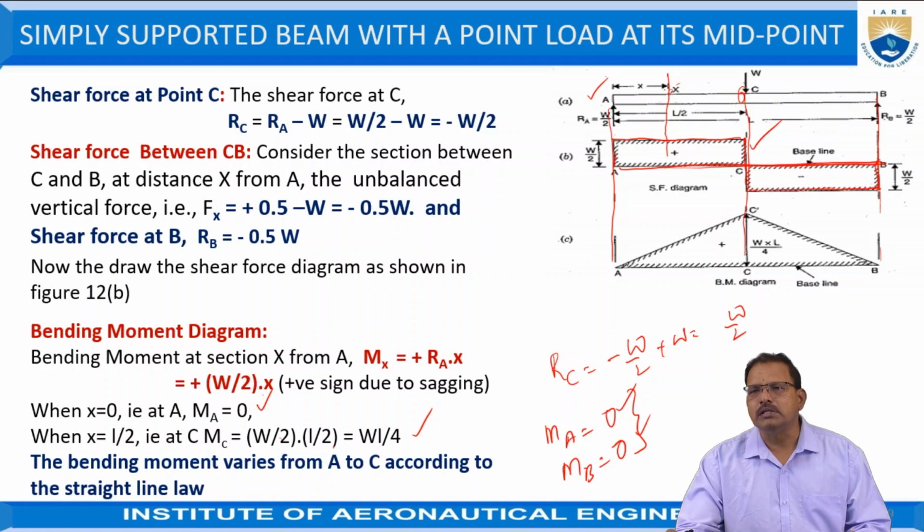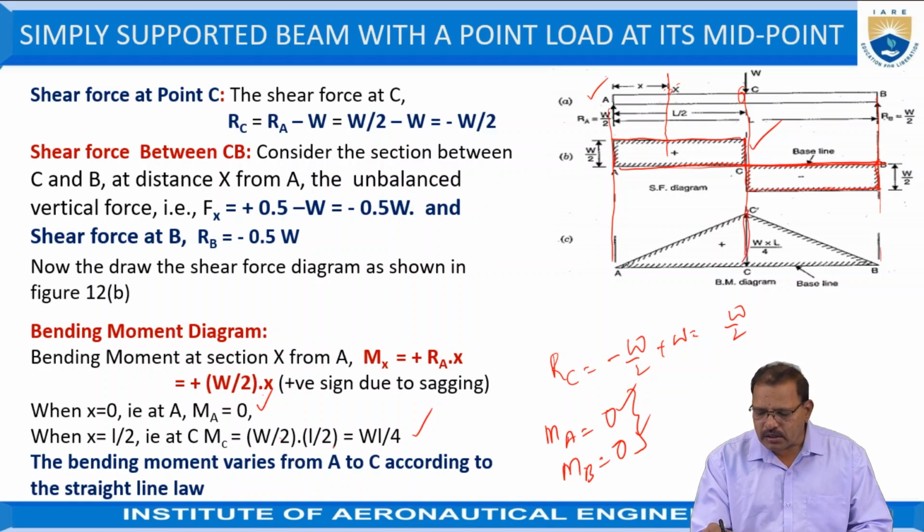Hence, it follows an inclined straight line law. That means at C we got the bending moment equal to WL by 4. Draw the vertical line WL by 4. At A it is equal to 0. Hence, draw the lines in these directions.